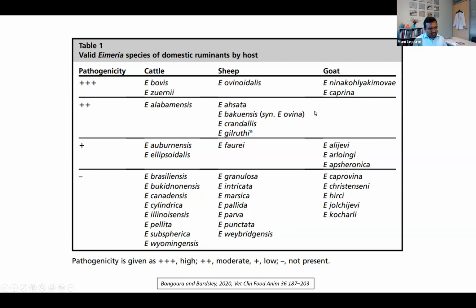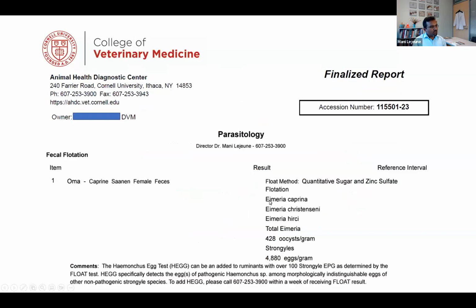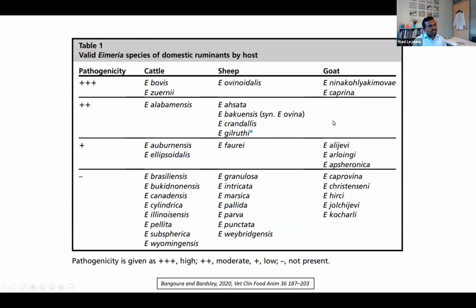So based on this information, if I go back, you see the goat sample had Eimeria caprina, which is a pathogenic Eimeria. So if we see pathogenic Eimeria in the list, then I strongly advise our vet to go ahead and do the treatment because you're seeing pathogenic Eimeria. But what if there is no pathogenic Eimeria listed, but you still have a number, say, for example, 500 oocysts per gram, then how would you interpret that result?